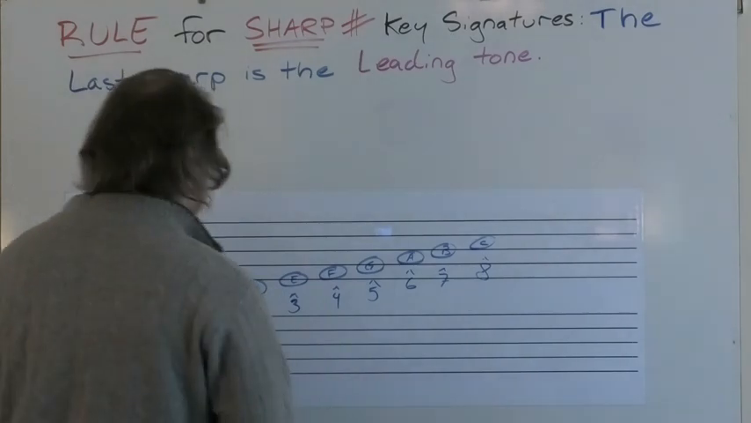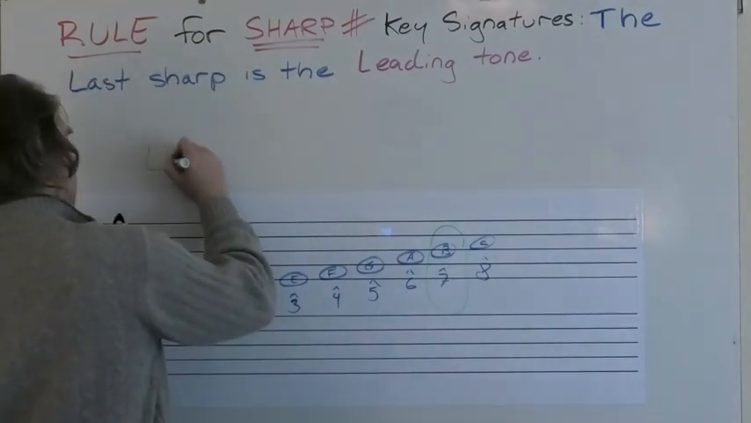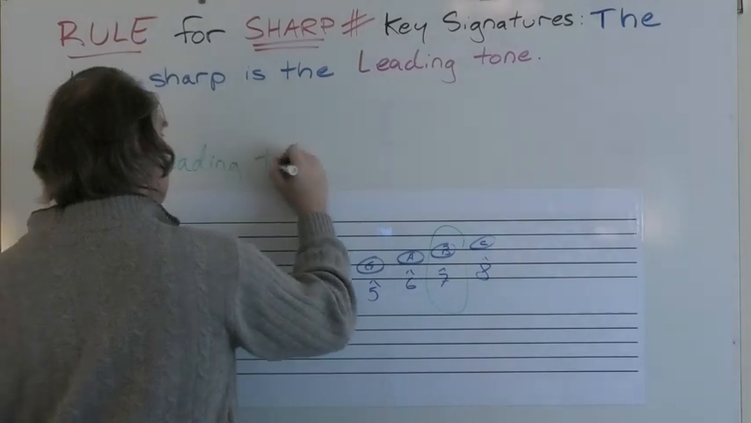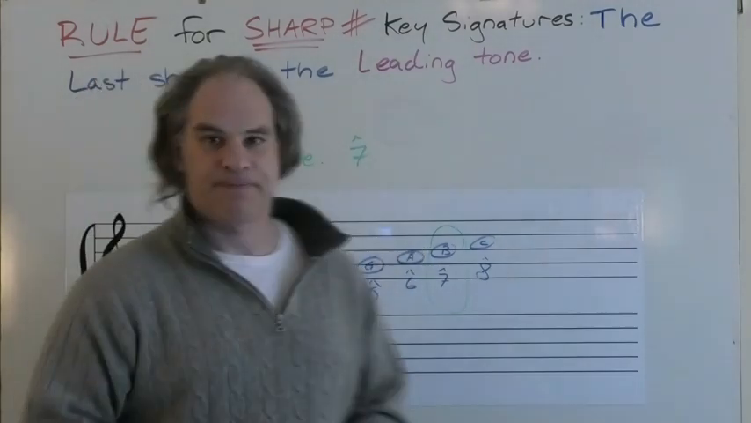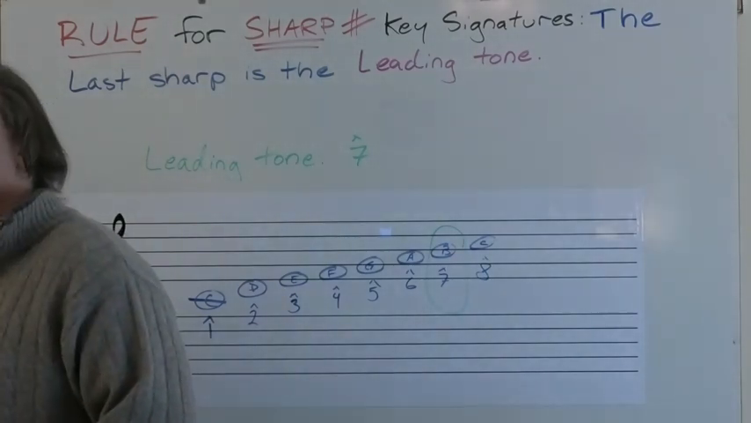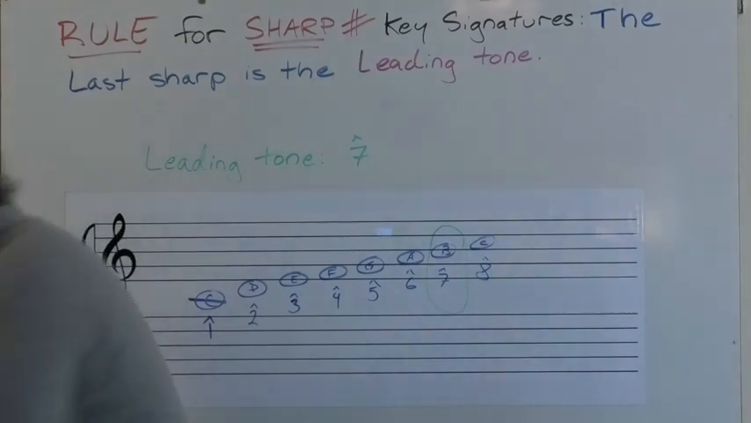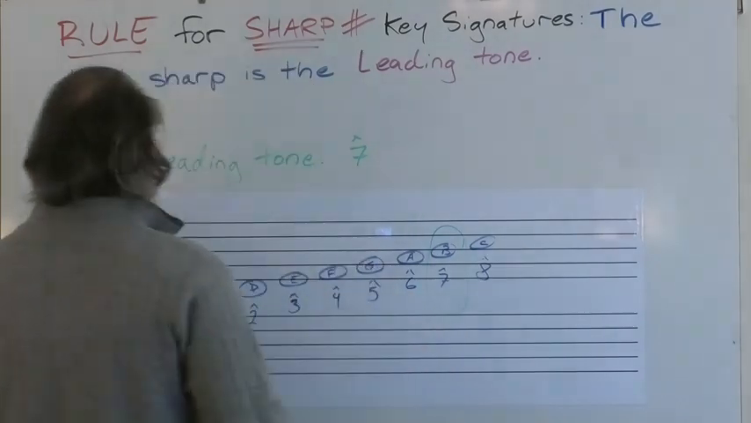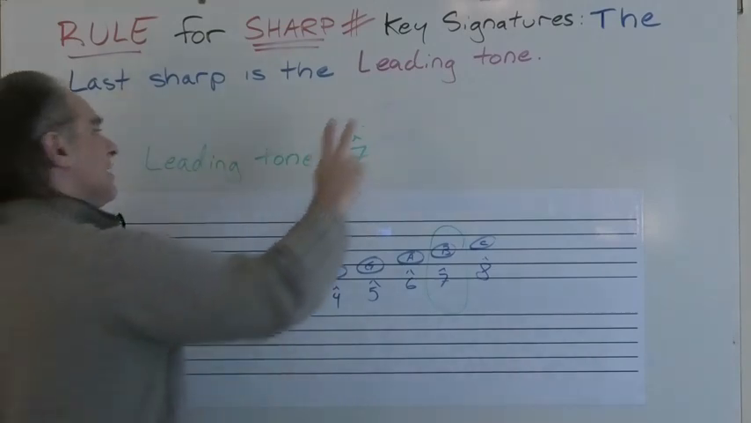A leading tone is defined as the 7th scale degree. It's the tone that leads to the key. Short definition. That's the leading tone, because it leads to the resolution in our key. So the last sharp in any sharp key signature is the leading tone.